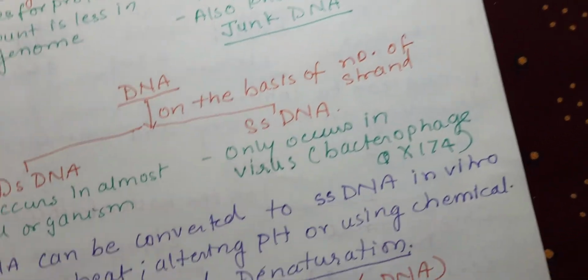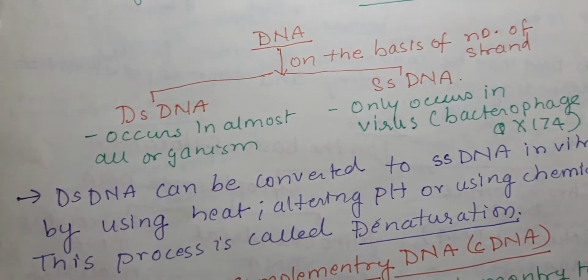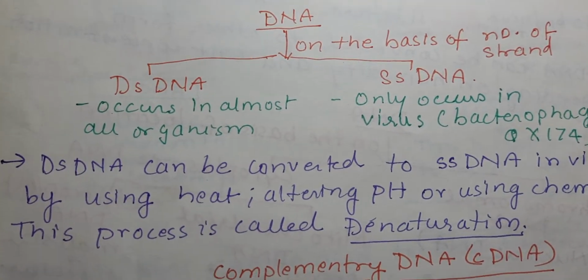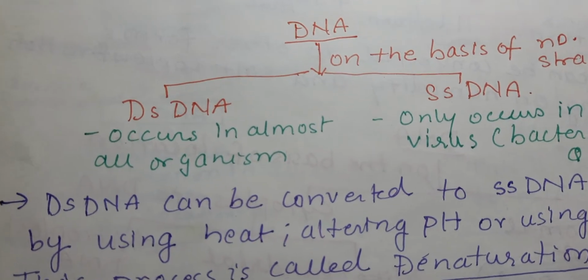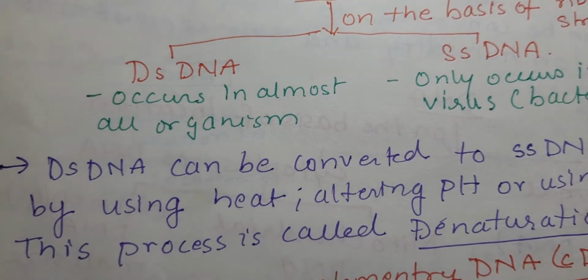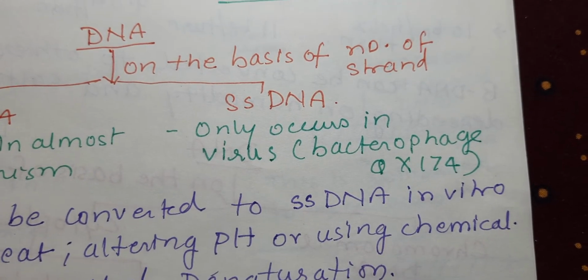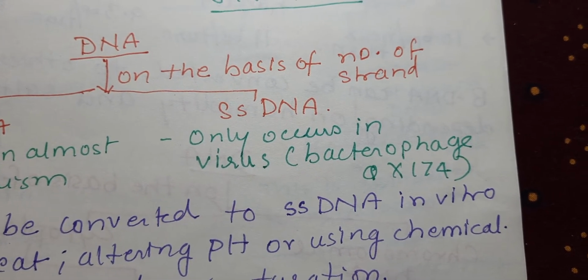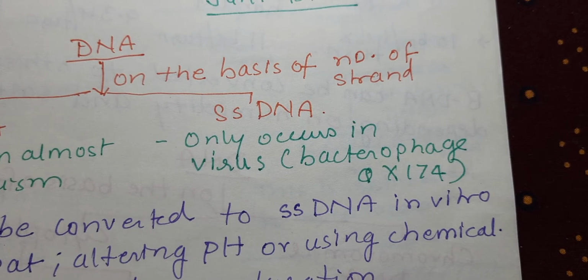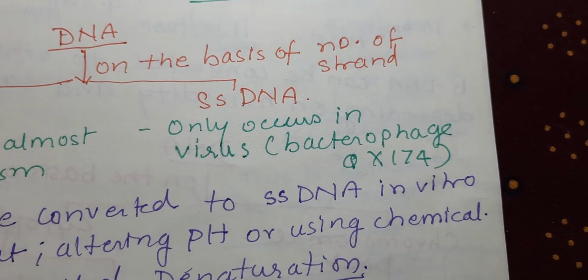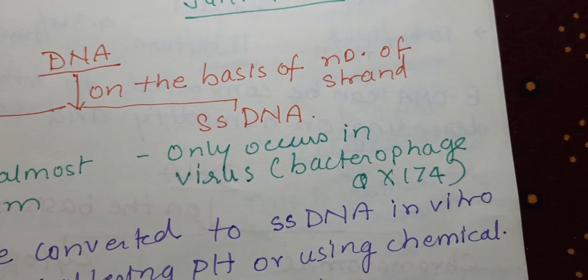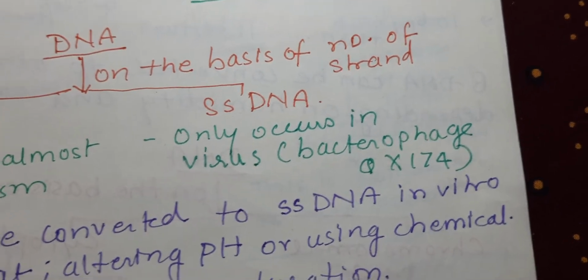Now, on the basis of number of strands, it is divided into two categories: double-stranded and single-stranded. Double-stranded almost occurs in all the organisms. It is a more stable structure, whereas the single-stranded type of DNA is present as genetic material in certain viruses, for example, bacteriophage 174. Okay.